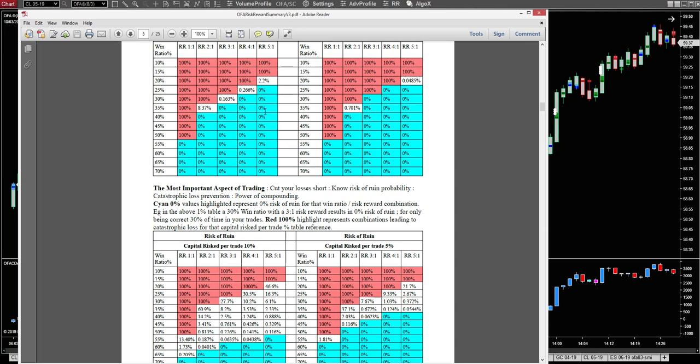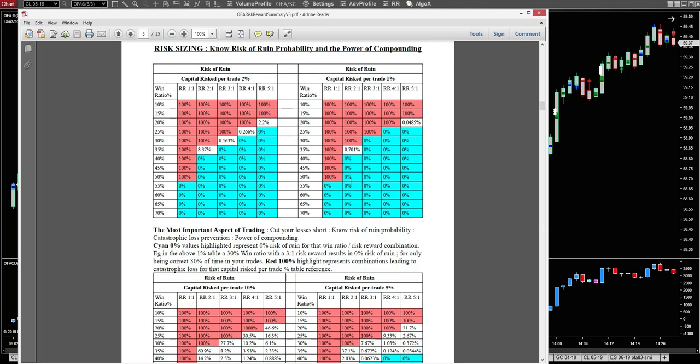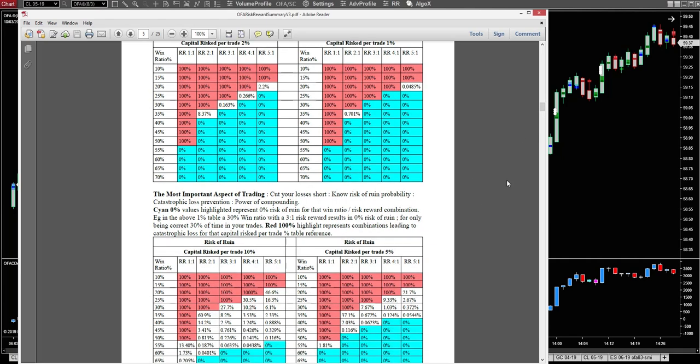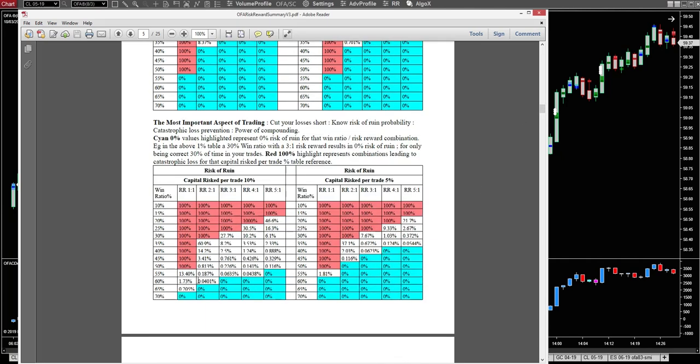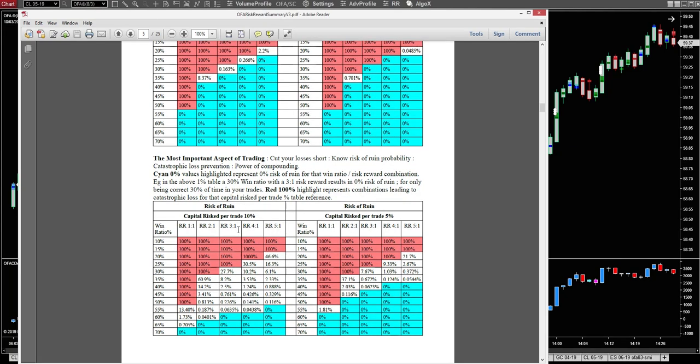You can see obviously on the 1%, 2% of risk, we have a much wider coverage of cyan 0% in these instances, which goes all the way up to even if you're only 25% correct on a risk reward average of 5 to 1, you can still protect your account and not go into catastrophic loss. Whereas you can see in these lower tables, the cyan coverage is much less, because obviously in risking a larger percent of your account, you need to win and be right more times in order to not go into risk of ruin.